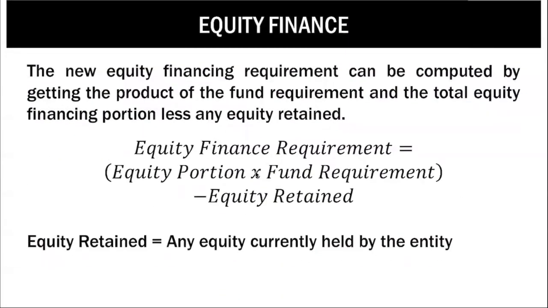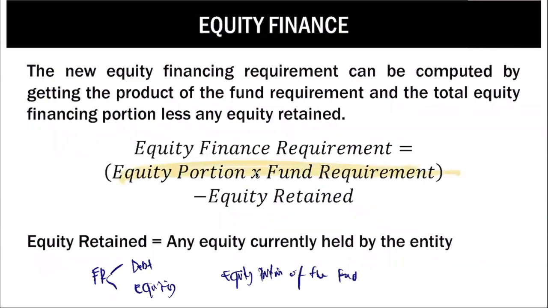To get your equity financing requirement, that is equal to your equity portion multiplied by your fund requirement, less equity retained. Equity retained is equal to any equity currently held by the entity. So when we say equity portion, because fund requirement can either be a requirement from debt or equity, therefore, we will need only the equity portion of the fund requirement. That's why we have here a multiplier of equity portion multiplied by fund requirement.